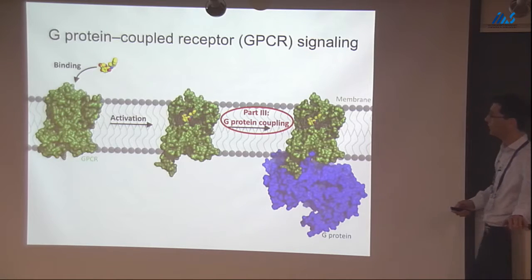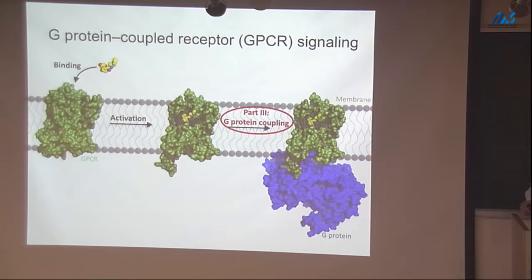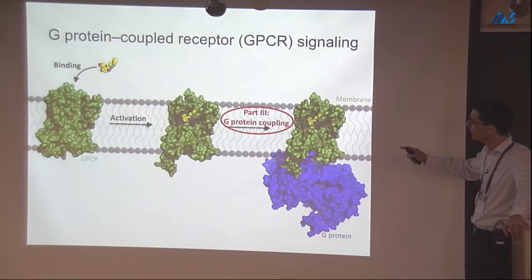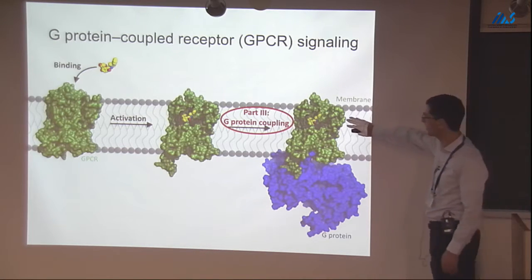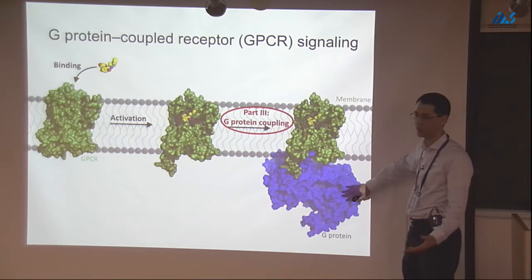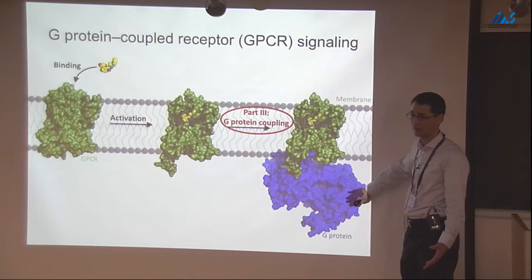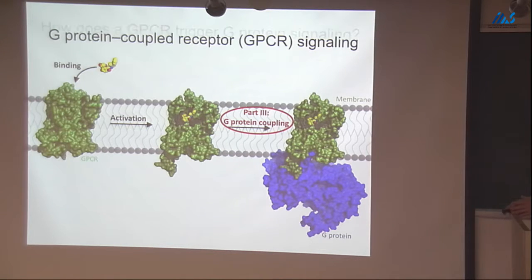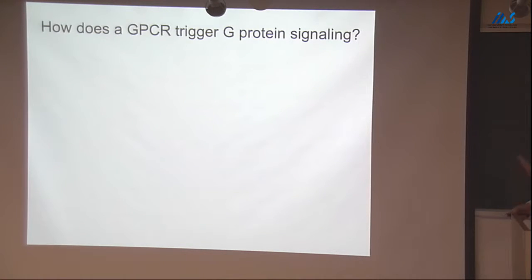So the next topic, the last major part here, is using simulations to understand the mechanism of G protein coupling. So basically, how does the receptor cause activation of the G protein? First, let me give you what's been known for decades. The question is, how does a GPCR trigger G protein signaling?